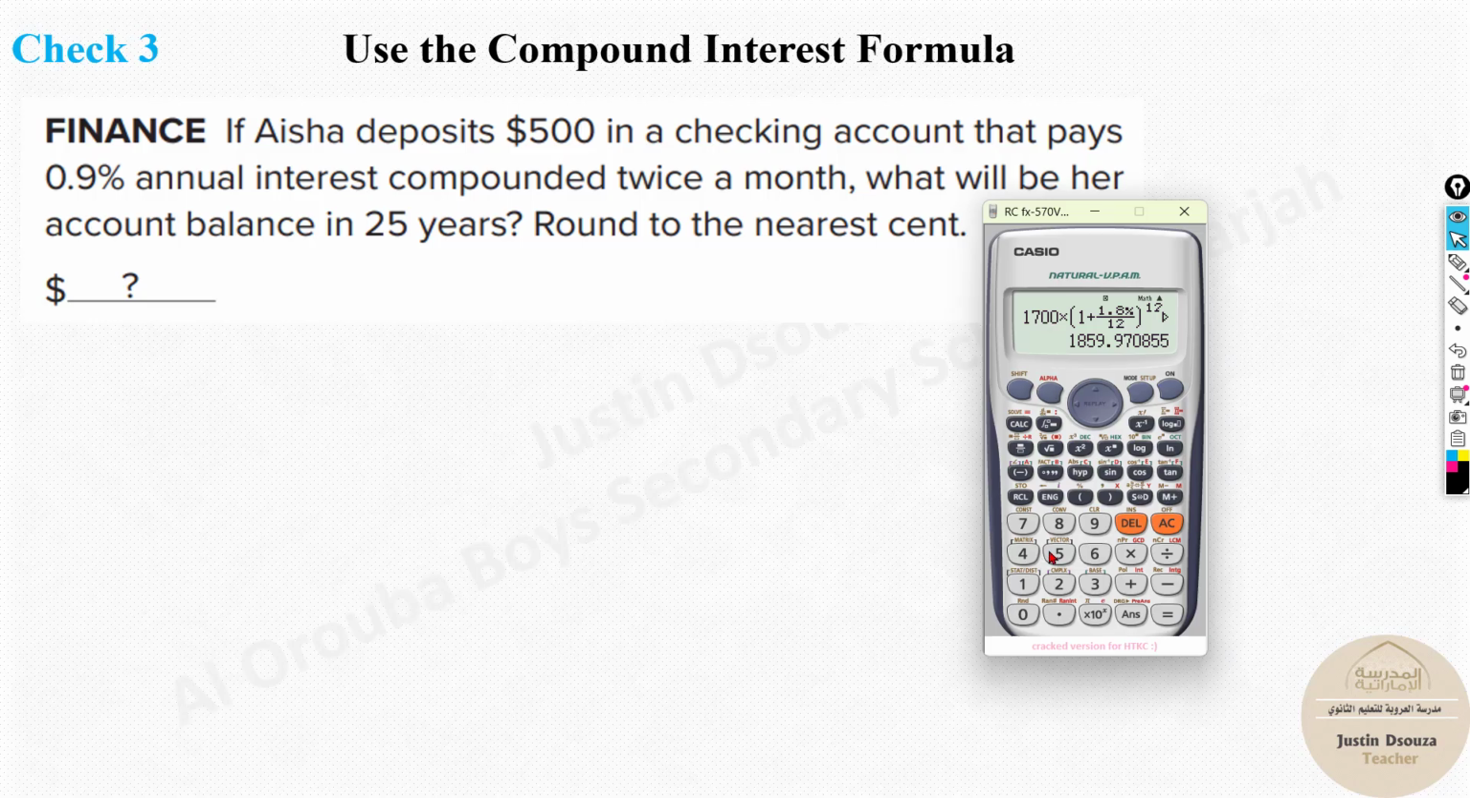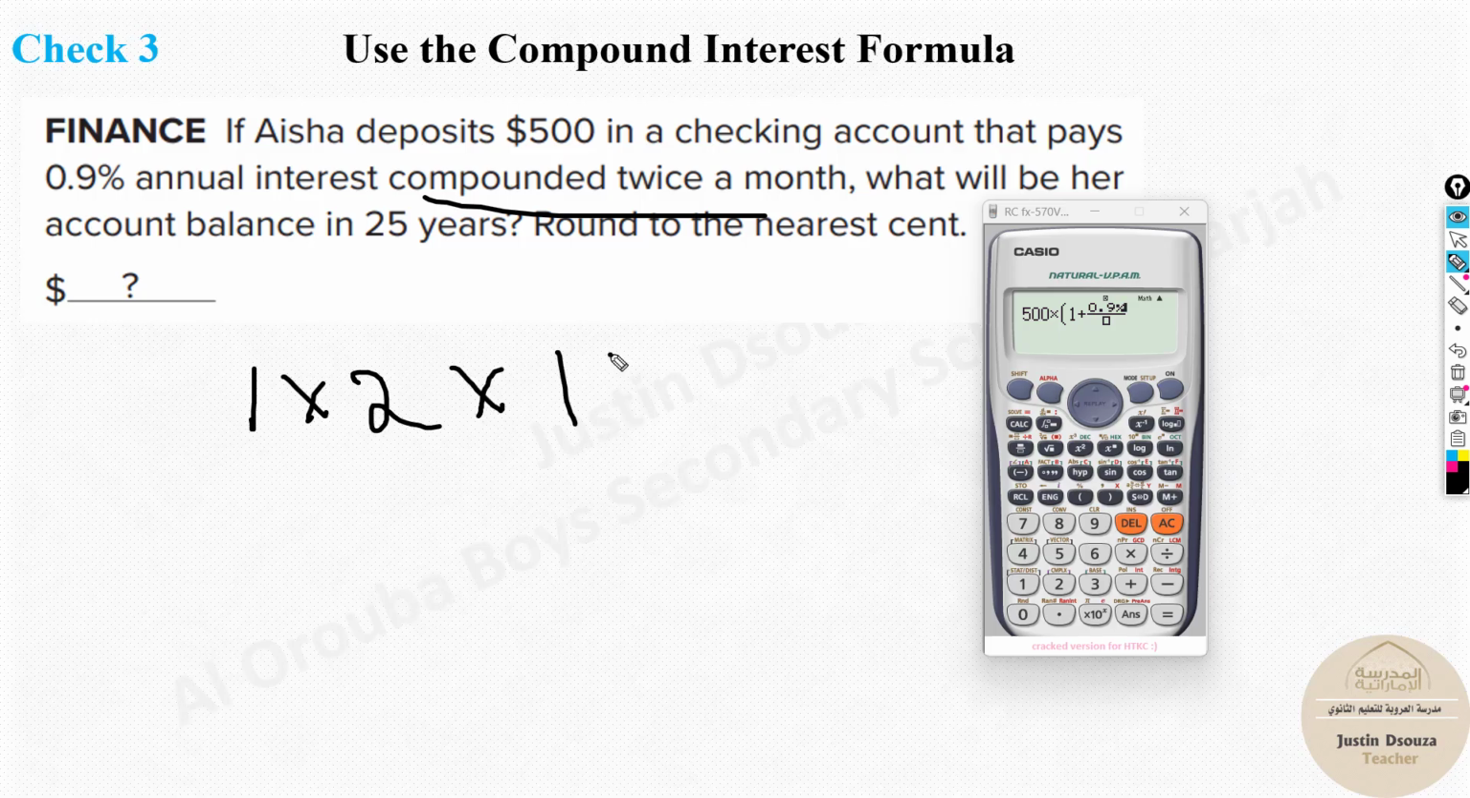So we know the formula over here. Initial, whatever money is deposited. Aisha is depositing $500. That pays, what's the interest? So the interest is 1 plus R, 0.9%. Shift and this, okay, annually. And okay, this is very important, compounded twice a month. Now in 1 month it is being compounded 2 times. So how many months are there totally? 12 months in a year. So 2 into 12, that's 24. N is 24, very very important.